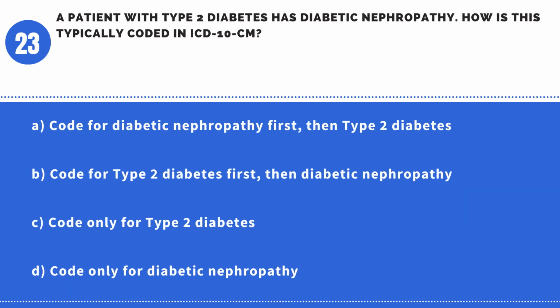Question 23. A patient with type 2 diabetes has diabetic nephropathy. How is this typically coded in ICD-10-CM? A. Code for diabetic nephropathy first, then type 2 diabetes. B. Code for type 2 diabetes first, then diabetic nephropathy. C. Code only for type 2 diabetes. D. Code only for diabetic nephropathy.